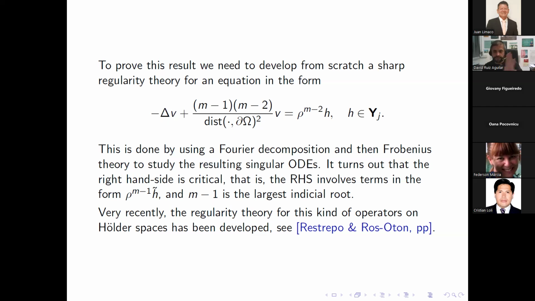Let me mention that after our paper appeared, and from a completely different point of view, Ros-Oton and Restrepo were also looking at this kind of operators, and they were able to give a regularity theory in Hölder spaces, but not anisotropic. We are interested in anisotropic Hölder spaces. Maybe by combining this result by Ros-Oton and Restrepo in the anisotropic setting, we could do everything without using Sobolev spaces.